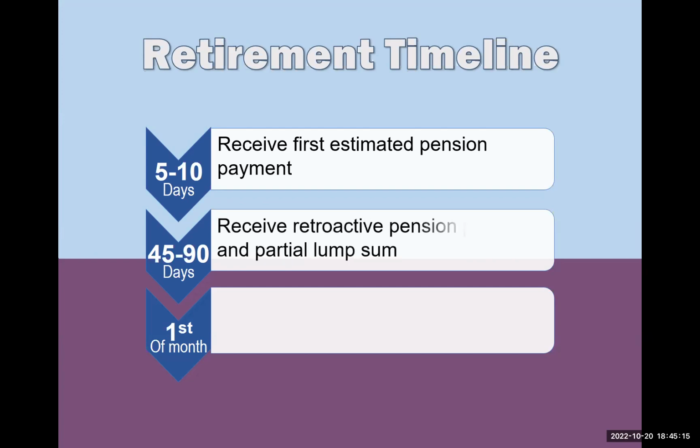And then once we've completed your processing, you're going to be receiving a retroactive pension payment and partial lump sum if you did apply for a partial lump sum. Now, the retroactive pension payment will be that month's pension payment, and it will also include anything that we may have underpaid you in your estimated payments. And then after that, and every month for the rest of your life, you're going to be receiving your regular pension payment on the first of the month.